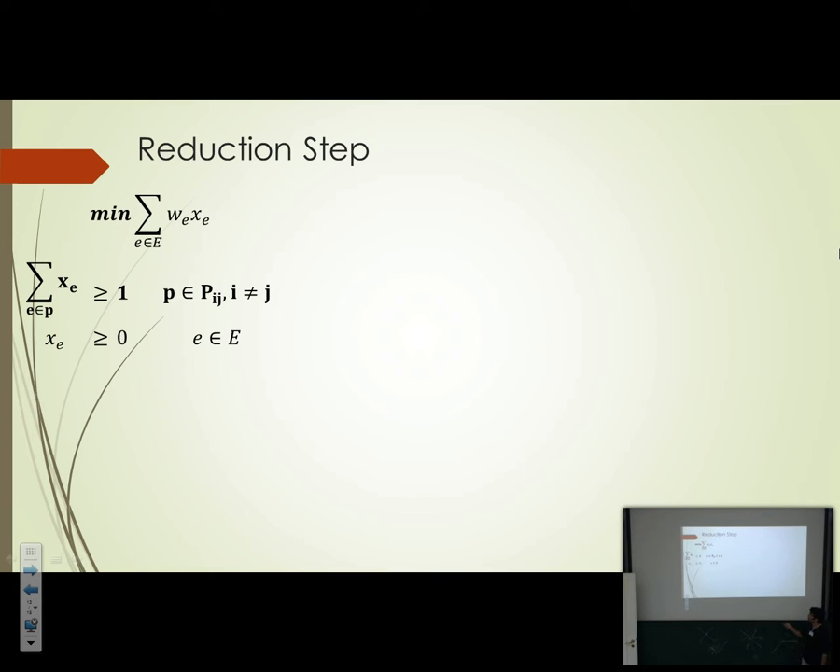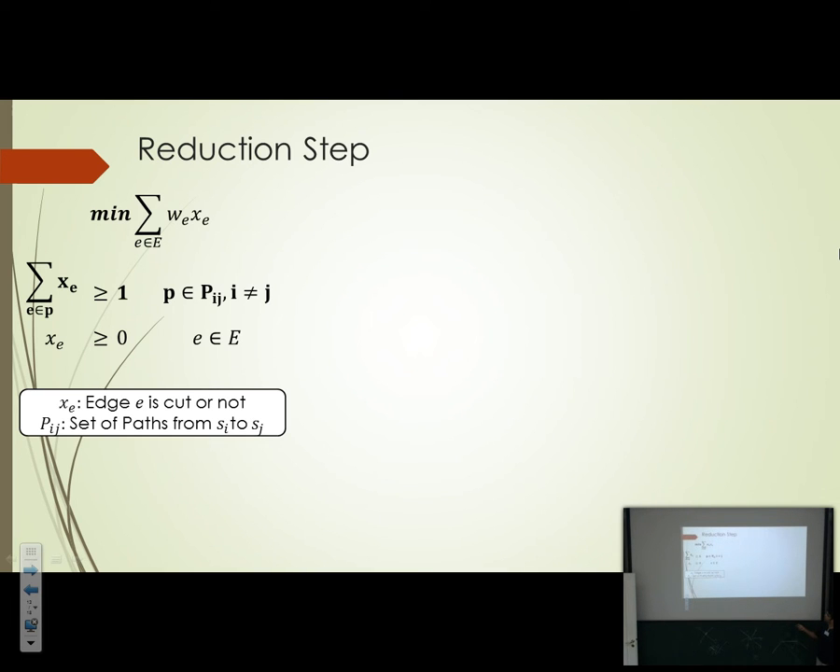For each path from Si to Sj, the length of that path, so Xe, the length of this path is at least 1. And the objective function is to minimize the weight of the edges chosen.